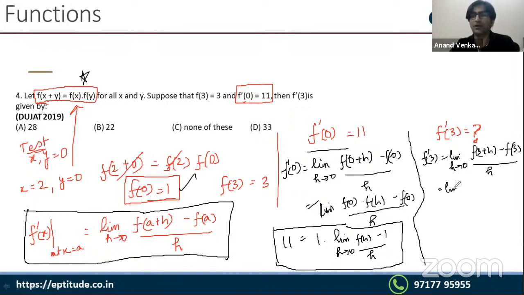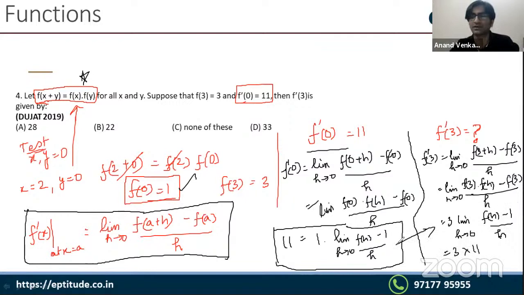और यहाँ पे भी अगर मैं वही प्रॉपर्टी लगाऊं, f of 3 plus h will be f3 into fh minus f3. और f3 का वैल्यू मुझे दिया हुआ है क्या? हाँ, दिया हुआ है. So I can substitute that. So that will come constant, वो बाहर आ जाएगा. f of 3 is 3. So this becomes 3 times limit h tends to 0 f of h minus 1 divided by h. और ये हमें इस एक्सप्रेशन में मिल गया है, तो इसको सब्स्टिट्यूट कर देते हैं. This becomes 3 times 11. तो आंसर इज 33.